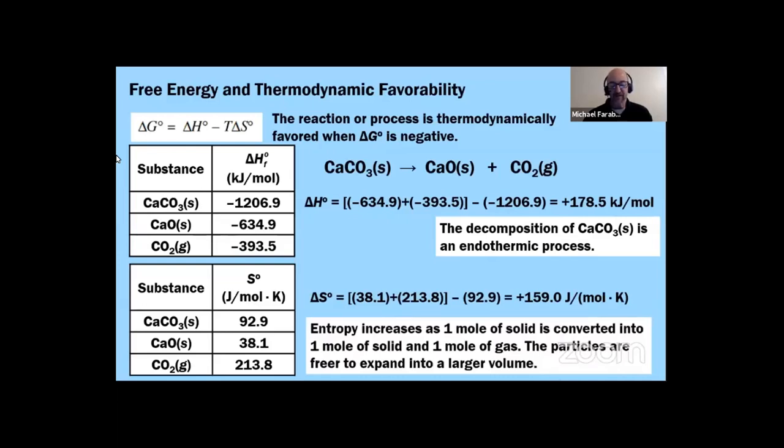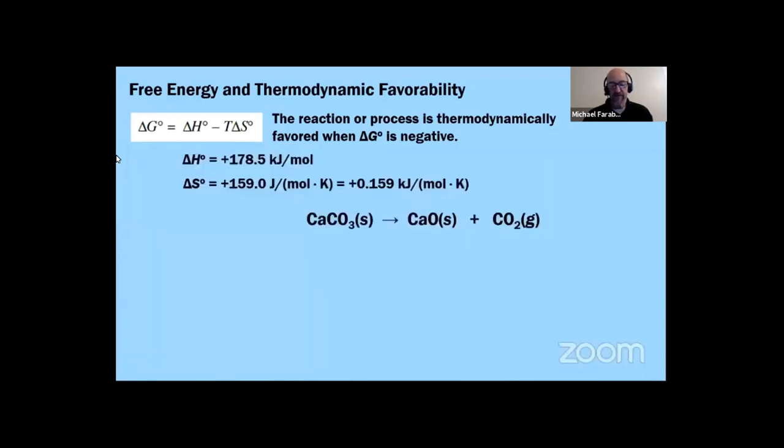So I did products minus reactants using the numbers in the table on the left. Entropy increases as 1 mole of solid is converted into 1 mole of solid and 1 mole of gas. The particles are freer to expand into a larger volume. Let's put these two things together. We have a delta H, which is positive 178.5 kilojoules per mole, and we have a delta S, which is positive 159.0 joules per mole Kelvin.